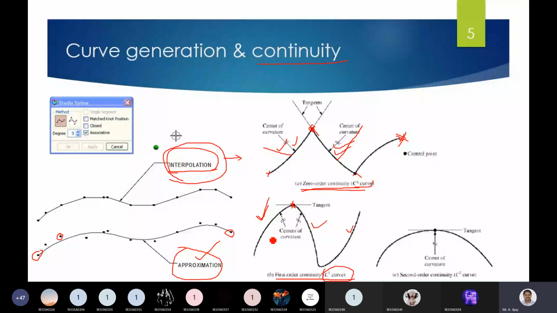For the end point, the u value would be 1 or the maximum value. For the starting point, u would be the minimum or 0 value, right? So they not only connect but also follow a common tangent. Here, common tangent means what? So the curve is like this. So at this point the tangent may be like this.